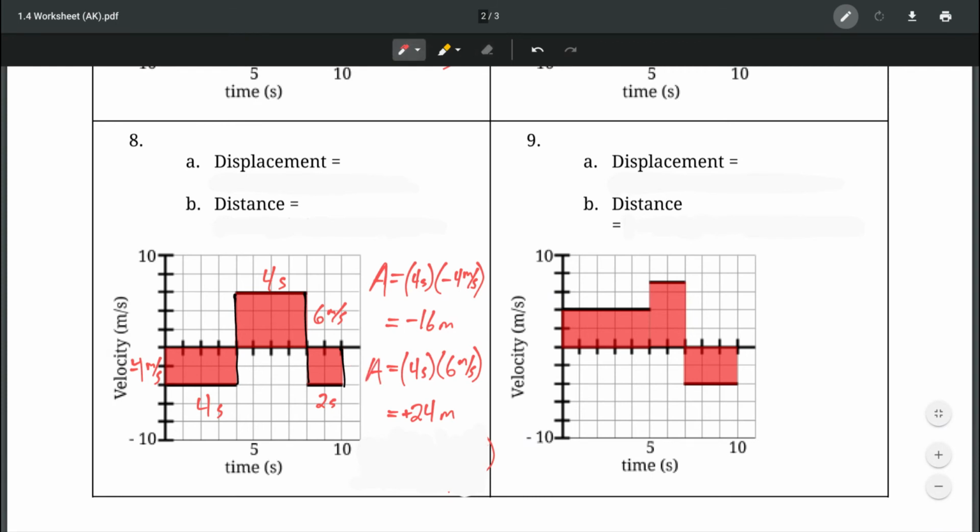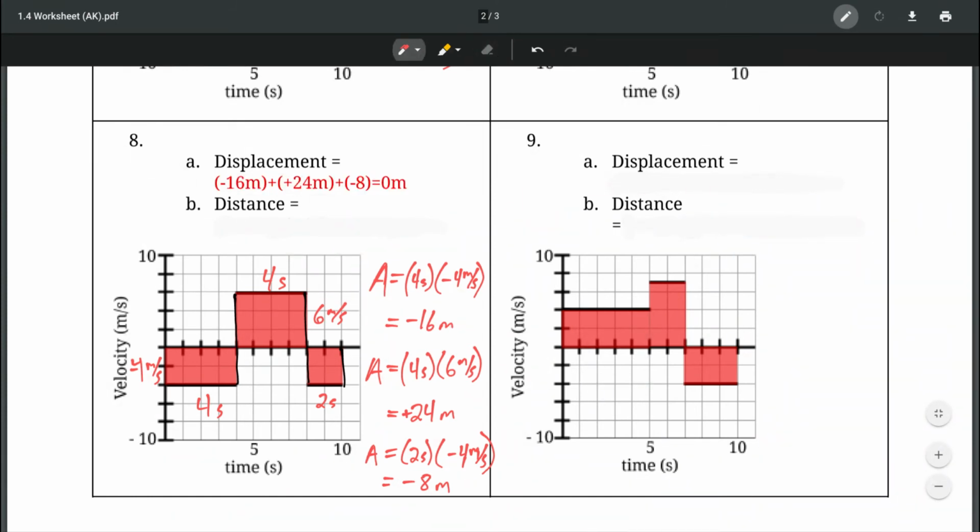And the third rectangle has an area of -8 meters. So to find the displacement, we'll just add these three distinct displacements up together. We'll find the sum of those three, and we get a total displacement of 0 meters.